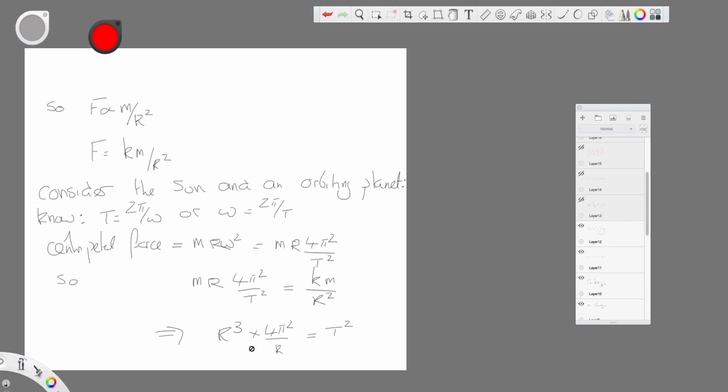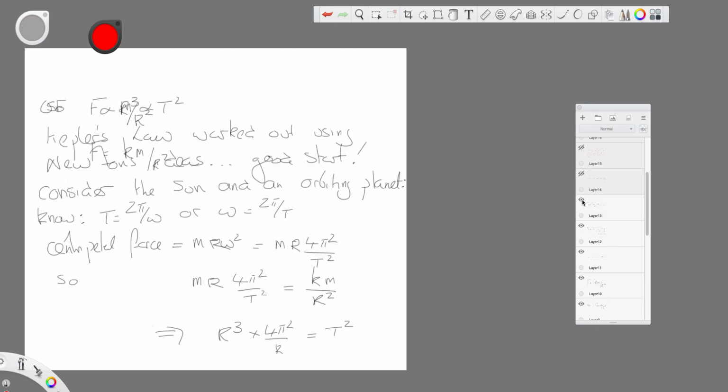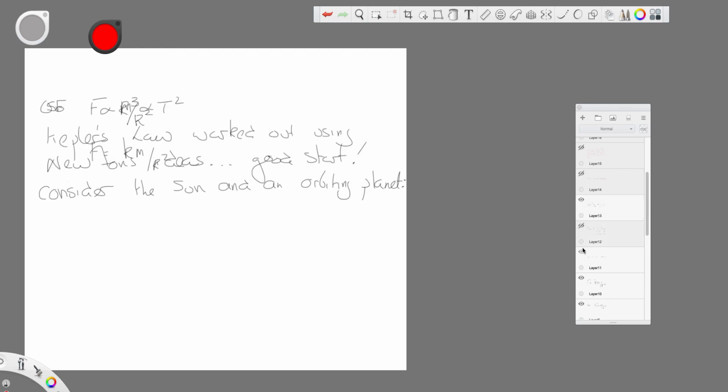And then we end up where we did a moment ago with the idea that r cubed is proportional to T squared, which was Kepler's law. So you need to be able to do that derivation. So make sure that you have that clear in your notes.